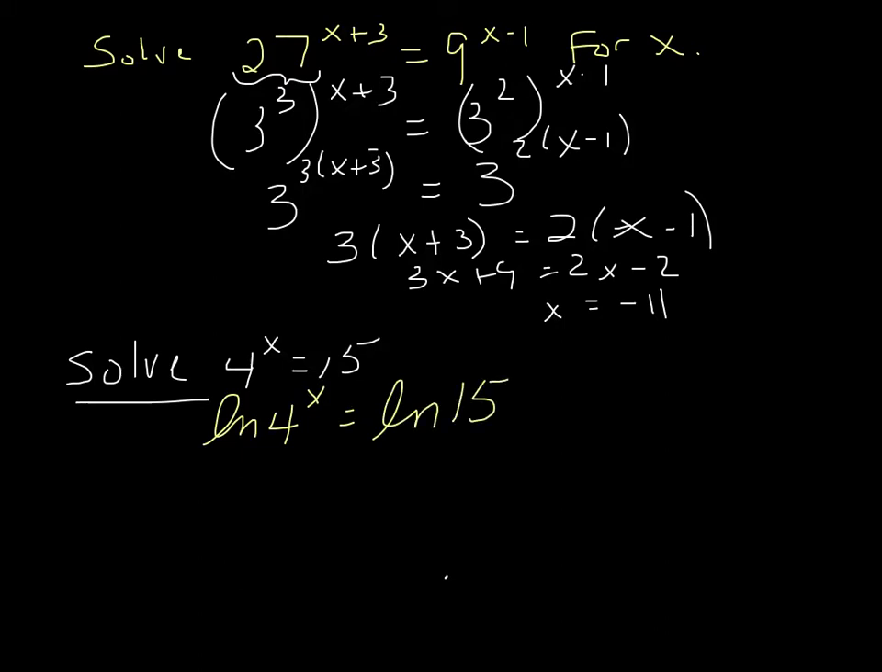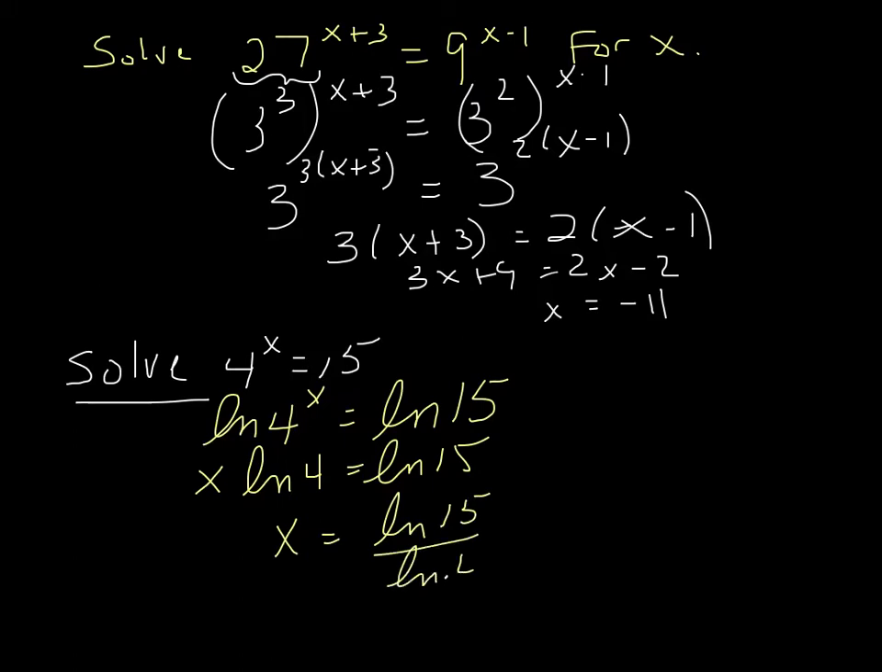Okay? As long as I'm doing the same thing on both sides, it's okay, as long as I take the natural log on both sides. So now we're going to use our properties of logarithms. The natural log of 4 to the x is really the same thing as x times the natural log of 4. So now I can get the x by itself. And x would be the natural log of 15 divided by the natural log of 4. And now that's something I can just plug into the calculator and come up with a solution for.